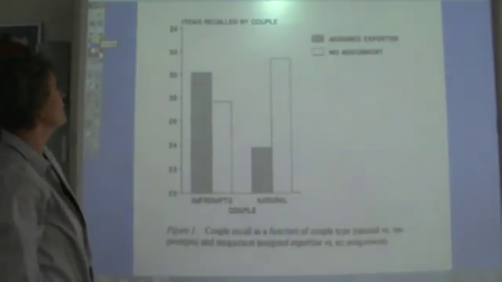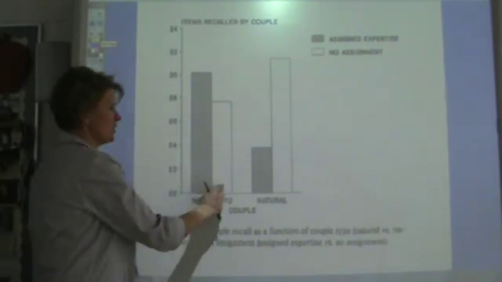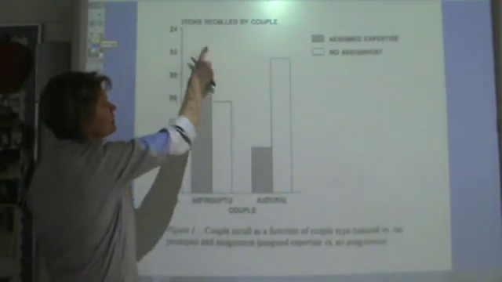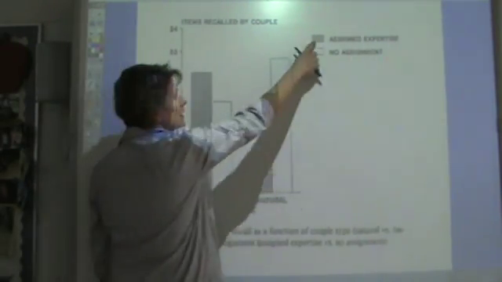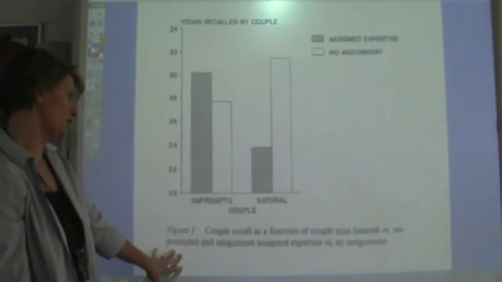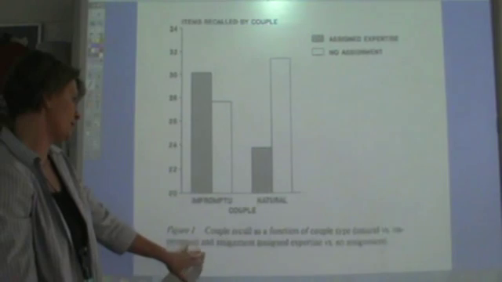All right, here's another one. Items recalled by couples. So we've got ourselves a double bar graph, so we can compare impromptu to natural for the couple. It's items recalled. Assigned expertise, no assignment, okay. So couple recall is a function of a couple, natural versus impromptu, and assignment, okay.